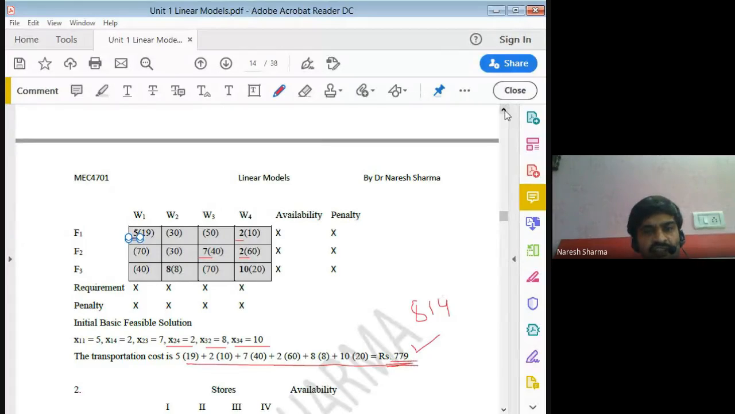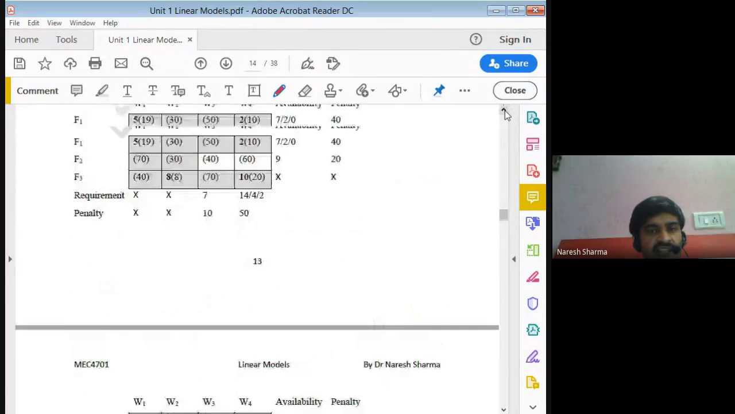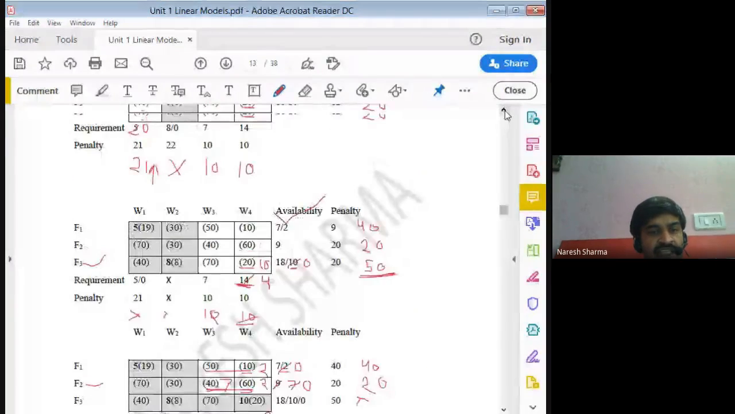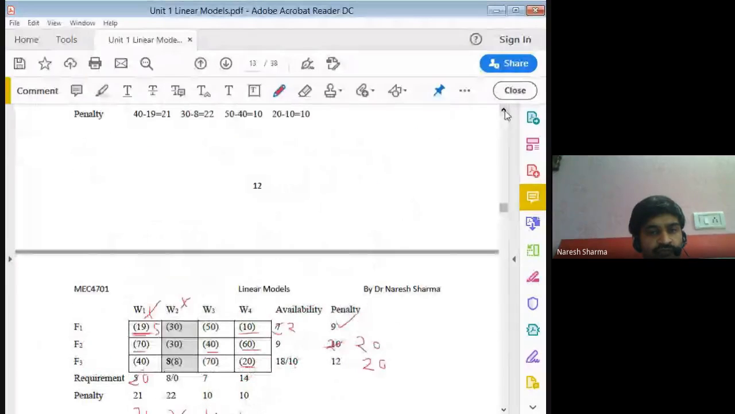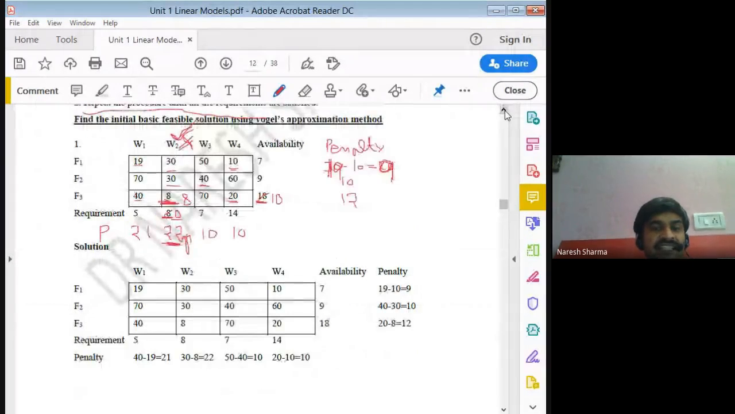I'm just repeating this again just for your better understanding. Just go through the same example in single table only, right? So in single table you can just make the boxes a little larger in size. If you see in your first row we have 19 and 10 as the two minimum values, difference 19 minus 10 is 9. In the second row it is 30 and 40, so the difference is 10. Here it is 8 and 20, difference is 12.